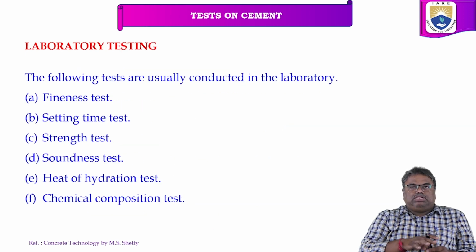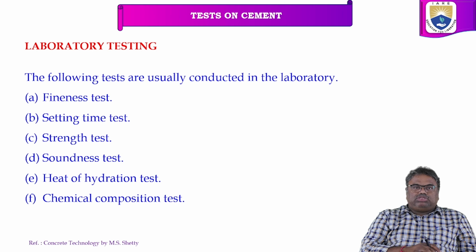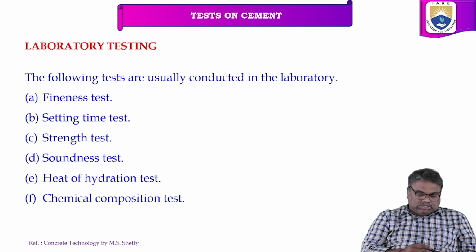Next is the laboratory testing. These are the six tests we can do in the laboratory. The first one is the fineness test, the fineness of the cement. The second one is setting time. For setting time we have two types: initial setting time and final setting time. And we should also have the strength test.